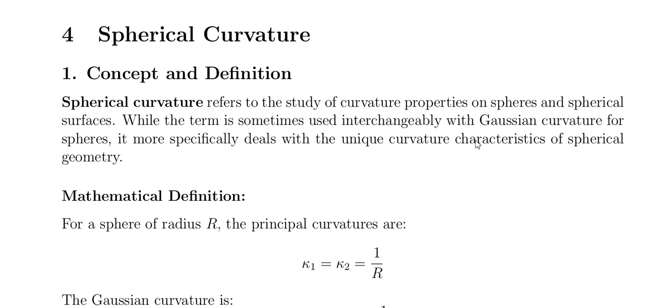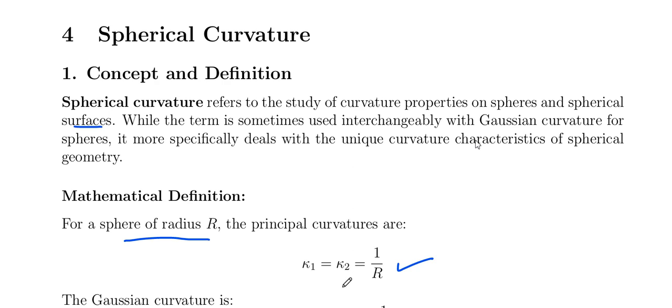The next one, spherical curvature. Spherical curvature refers to the study of the curvature properties on spheres or spherical surfaces. The term is sometimes used interchangeably with Gaussian curvature for spheres. Mathematical definition: for a sphere of radius r, the principal curvatures k1 and k2 are both equal to 1 by r.